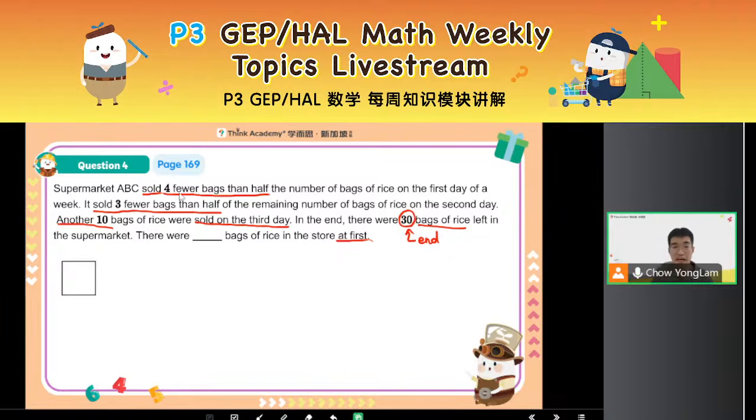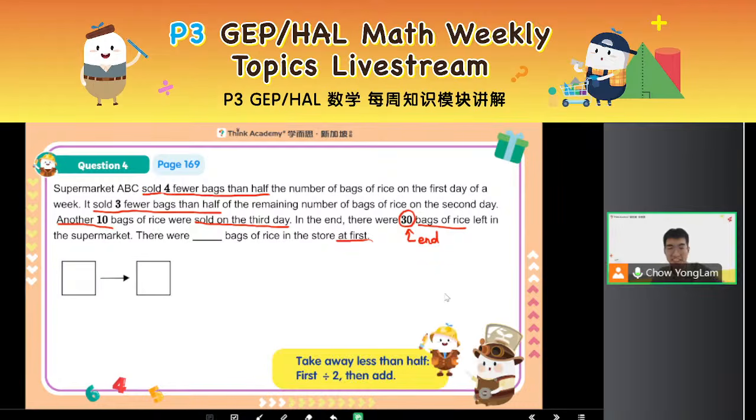First, I sell 4 fewer bags than half. What does that mean? Did I actually sell half? No, I sell half and then I realize, hey, I actually didn't sell this much, right? So that means there's more left in the remaining. Right, so you see the tip over here.